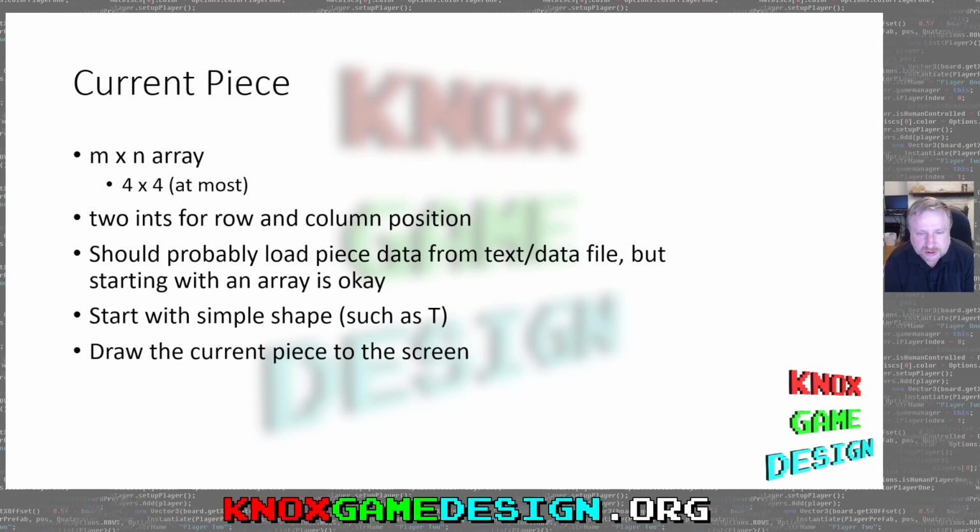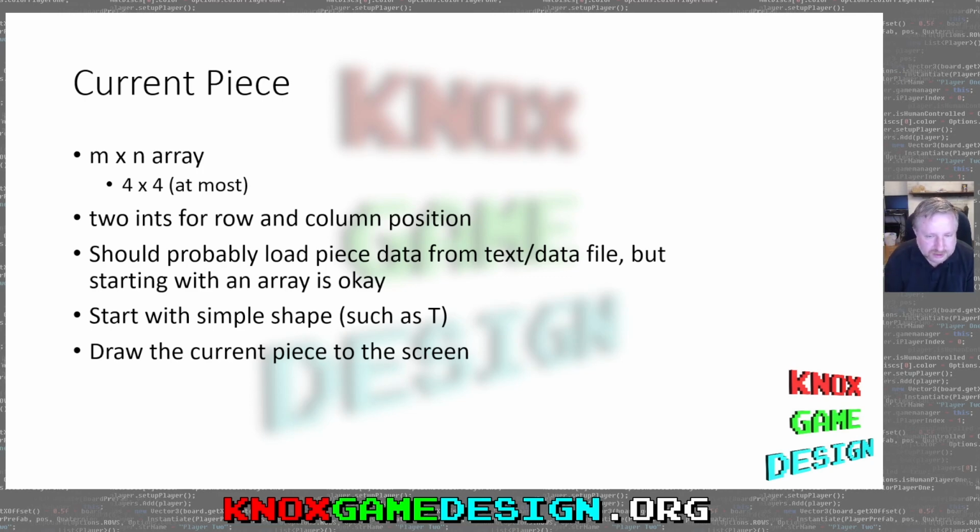So we should probably load the piece data from a text file. I'll talk about the different pieces a little bit later on, but that's just going to be coded as an array for now. But we're not even worrying about the different pieces right now. We're just working with one piece. We're going to start out with the simple shape. I'm going to start out with the T shape.